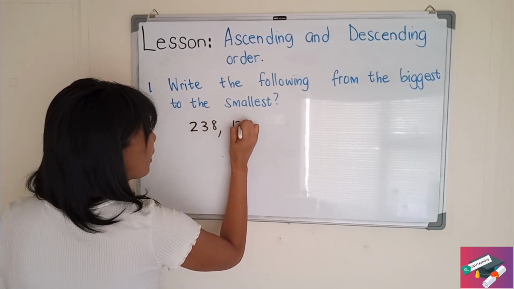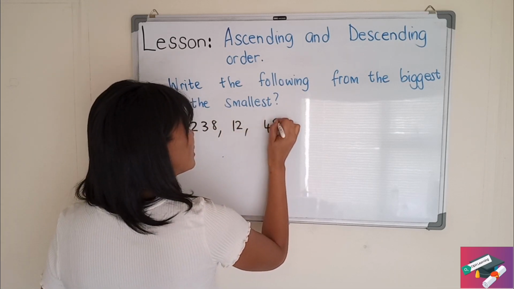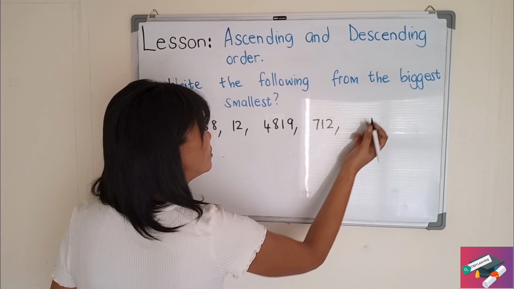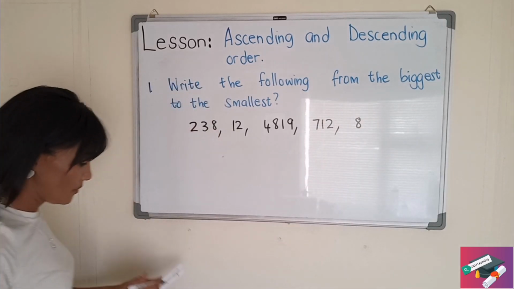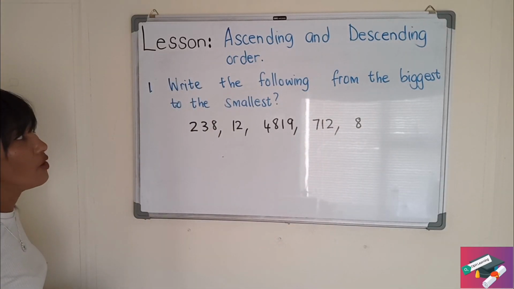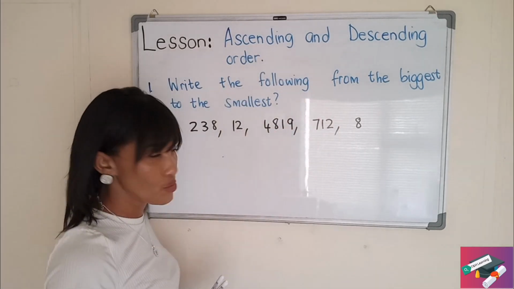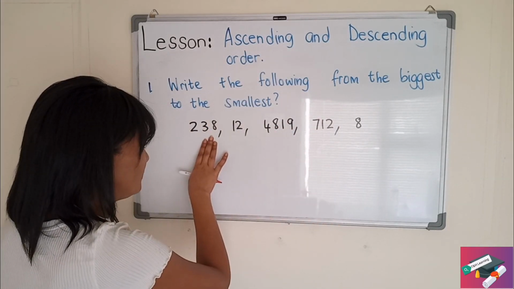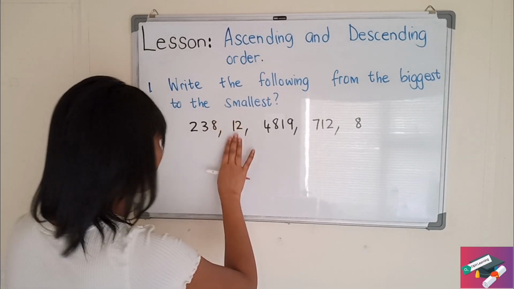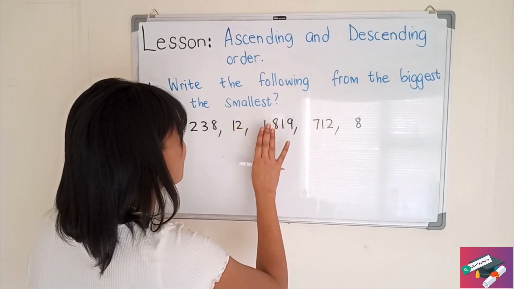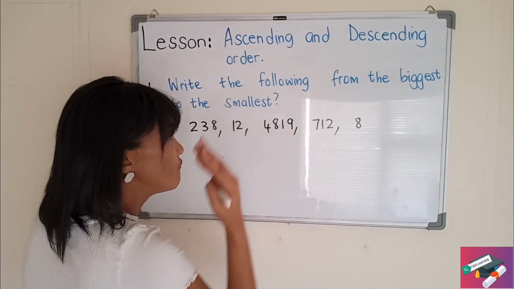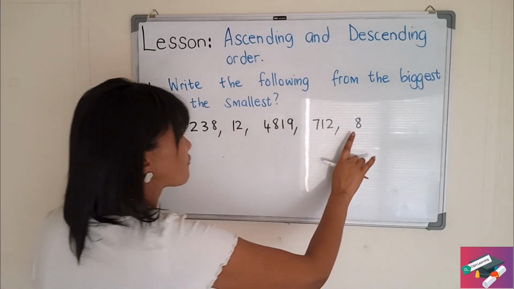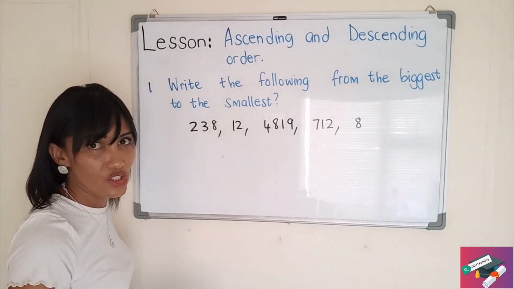Right. So here's a few numbers. 238, 12, 4,819, 712, and 8. Right. So we need to write this down now from the biggest to the smallest. So we're going to look now. I've got 238, 3 digits. I've got 12, 2 digits. I've got 4,819, 4 digits. 712, 3 digits. And I've got 8, which is 1 digit.